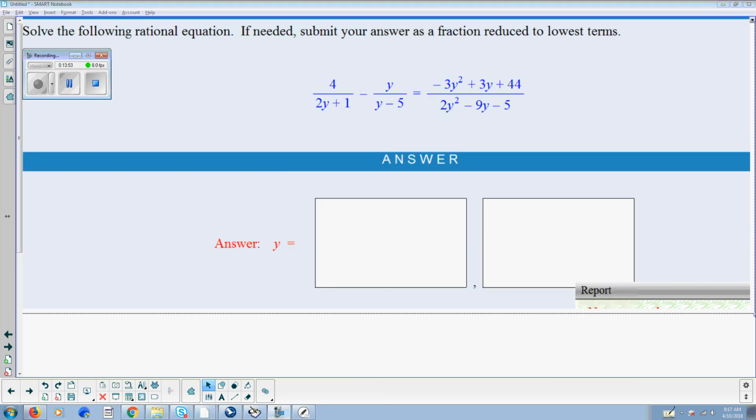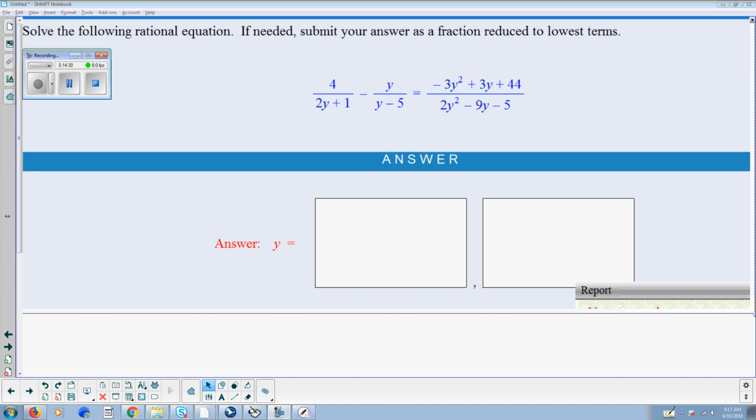Okay, this next problem says to solve the rational equation. If needed, submit your answer as a fraction, reduced to lowest terms. So we have a rational equation. What we want to see when we're solving a rational equation, I would love to see a single fraction equals a single fraction. Okay? So looking at the left side of the equation here, I hope you notice that there's two fractions. So what I need to do is combine them, subtract them, so that there's only one fraction on the left-hand side of the equation.